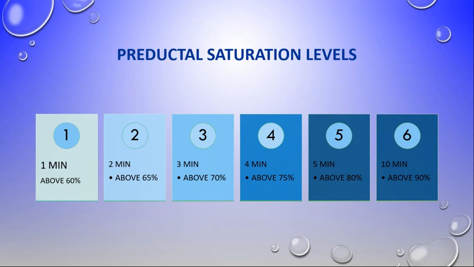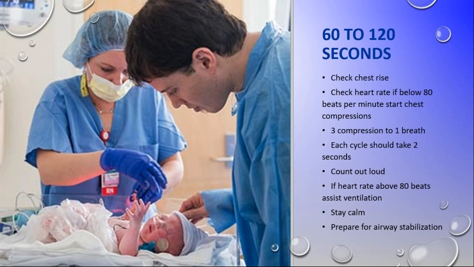From 60 to 120 seconds, you are going to check the chest rise, check the heart rate, start chest compressions in the preemie if it's below 80. Start with compressions, 3 compressions to 1 breath. Every cycle should take 2 seconds. Count out loud. There's a reason for that.